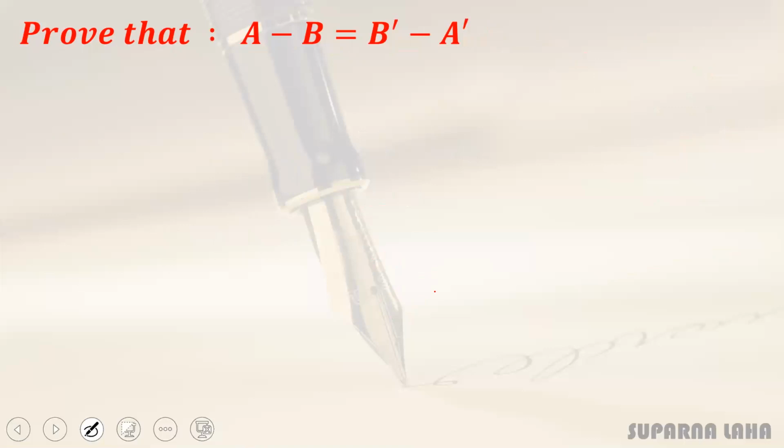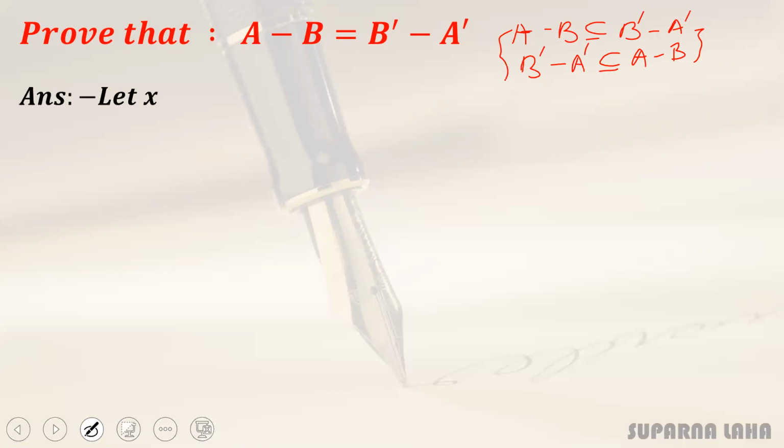A minus B is given by B complement minus A complement. So we know how to prove this one. Firstly, we have to show that A minus B is a subset of B complement minus A complement, and next we need to show that B complement minus A complement is also a subset of A minus B. Now P is a subset of Q and Q is a subset of P, so according to that they are equal. So let's start with any element X in the set A minus B.